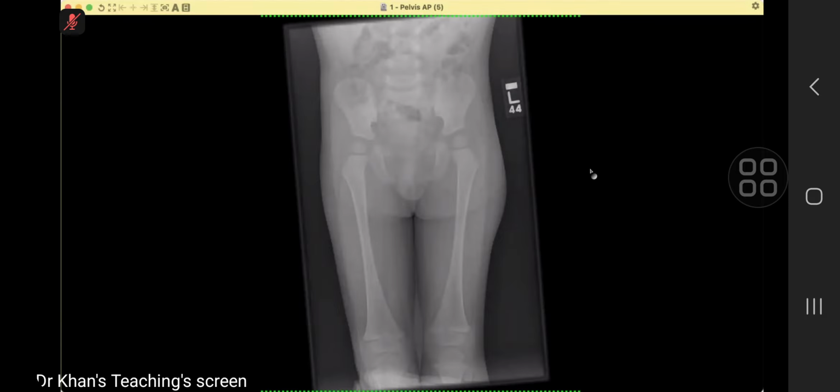So in this case, in this pelvis X-ray, what is the finding for which you have still counted cleidocranial as your most likely diagnosis? So there is a prominent sciatic notch, and there is a horizontal acetabular roof. Okay, thank you.